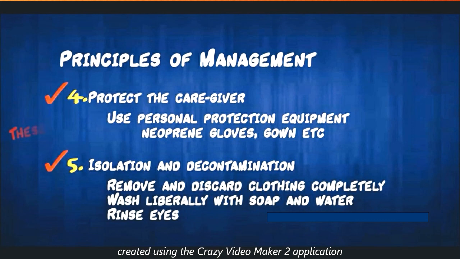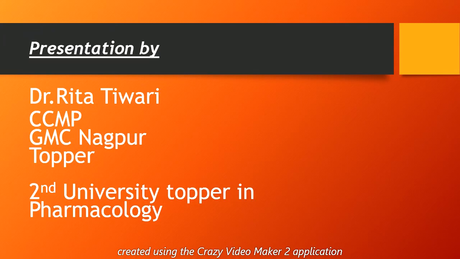One important thing is that we should first help ourselves, that is, we should protect ourselves so that the poison doesn't get absorbed through the skin. So appropriate sterilization techniques, gloves, gowns and a PPE kit should be worn. And the patient should be isolated and decontaminated. The clothes which the patient came wearing should be discarded or thoroughly washed with soap and water. So thank you, with this much we end the organophosphorus poisoning topic.